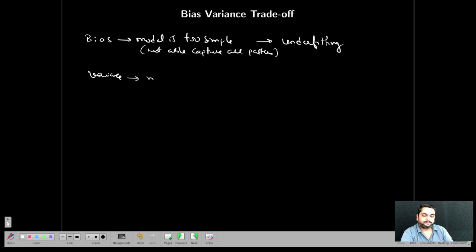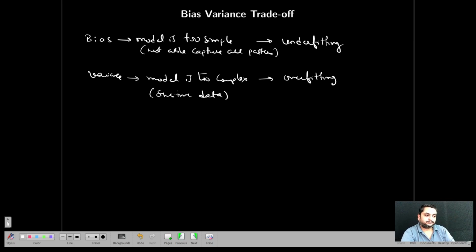Variance means the model is too complex. The variance is very high, so it is sensitive to data. This leads to overfitting. Okay. So how will you get this trade-off? Let us calculate the mean square error, MSE. Let us see it graphically.